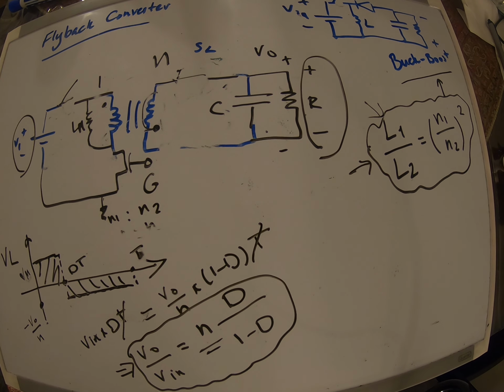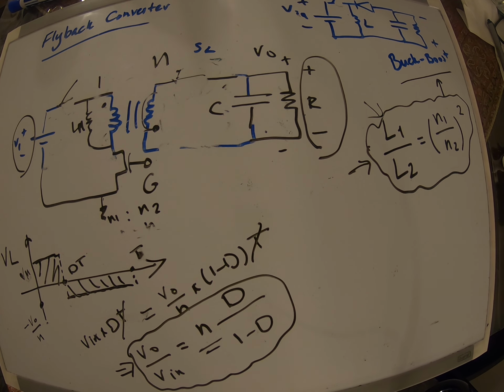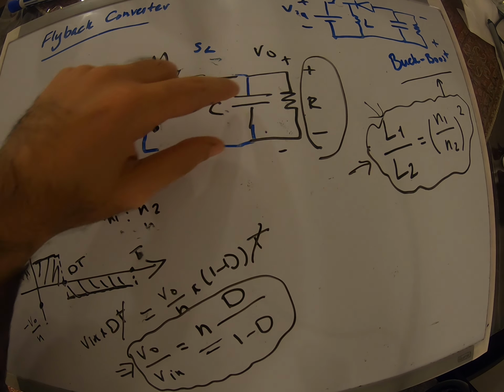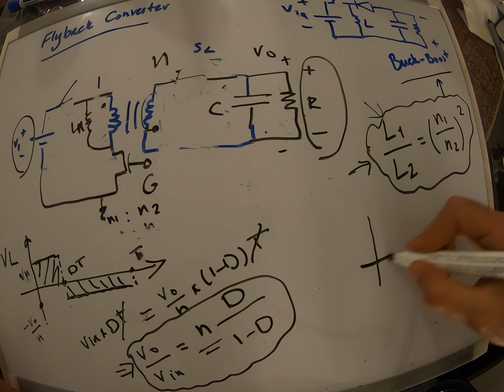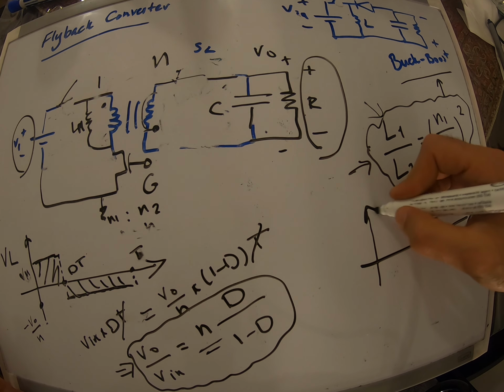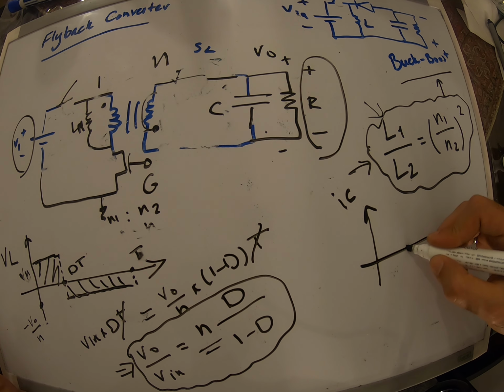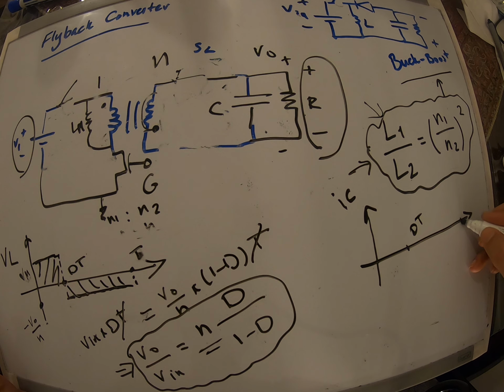Now let's look at the current that goes through this capacitor. So again, dt and t.